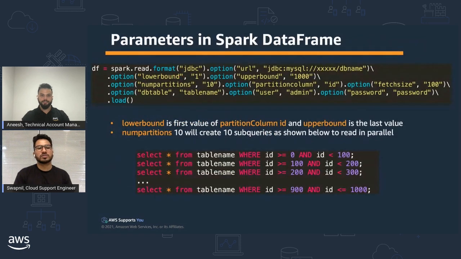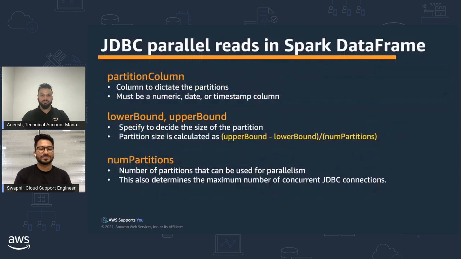And then the last parameter, just to go back to the previous slide, Anish, sorry. Yeah, so the last parameter we have is numPartitions. As the name says, this is the number of partitions that can be used for parallelism. And this is similar to what we saw as hash partition in AWS Glue DynamicFrame. So numPartitions again determines the number of connections that will be made to the JDBC data store. So now let's move on to the next slide.